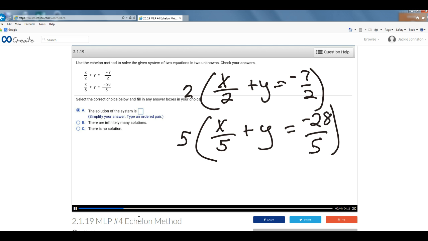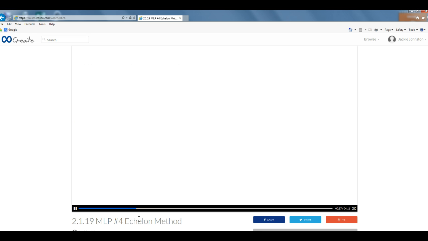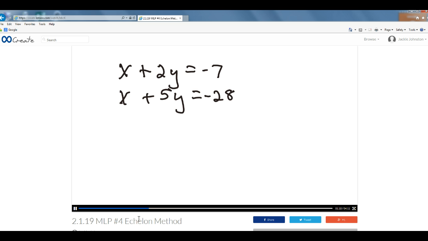That's going to cancel out the denominators in both equations. And what is that going to leave me with? I'm going to be left with x plus 2y equals negative 7, and x plus 5y equals negative 28. Now, using the echelon method, I want to make this first x go to 0. I want to get rid of it, so I want to cancel it out.